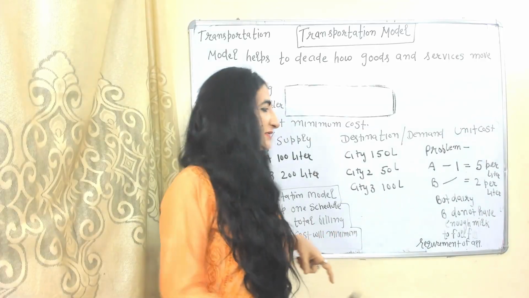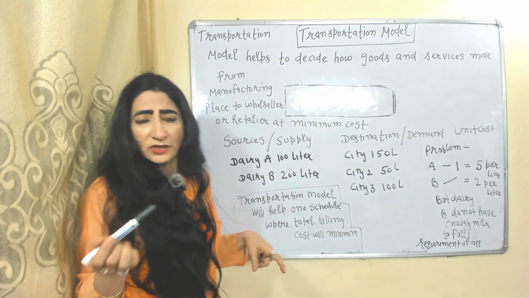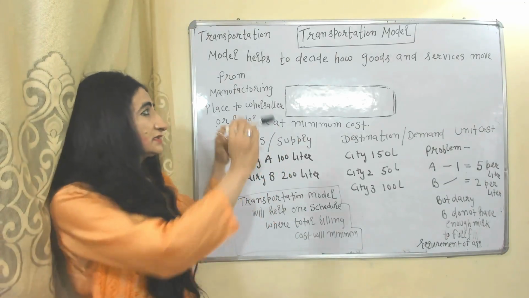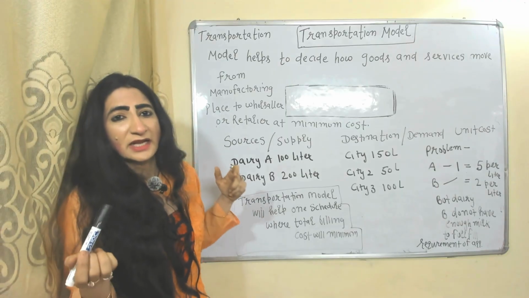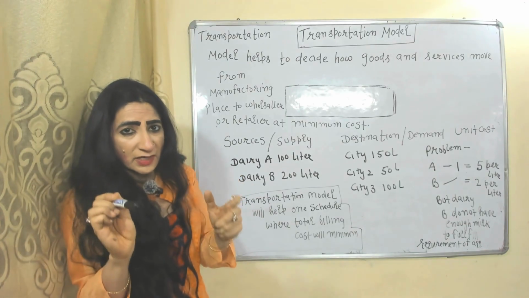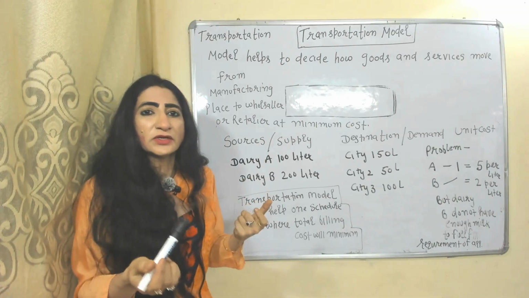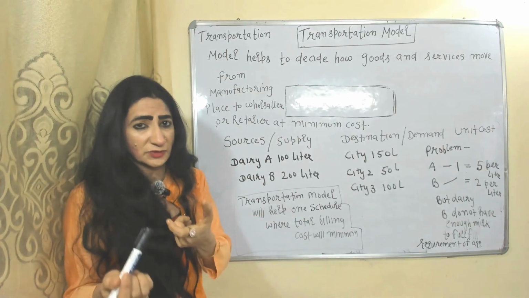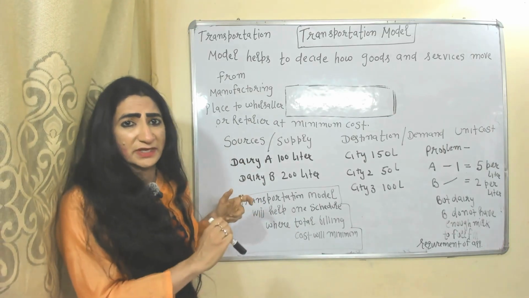But the main problem is that Dairy B doesn't have enough milk to fulfill the requirement of all. How will this transportation model help? The transportation model will prepare one schedule in order to minimize our total billing cost, because the main objective of the transportation model is to minimize our shipping cost.